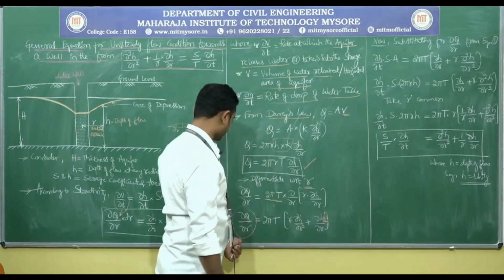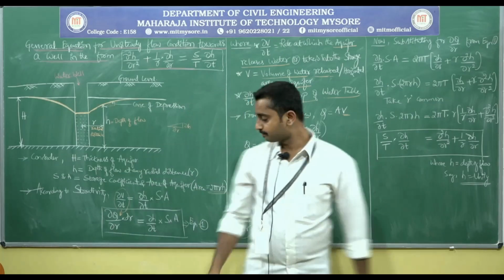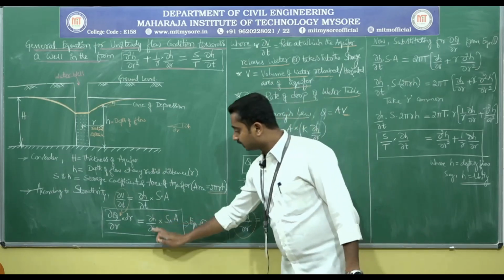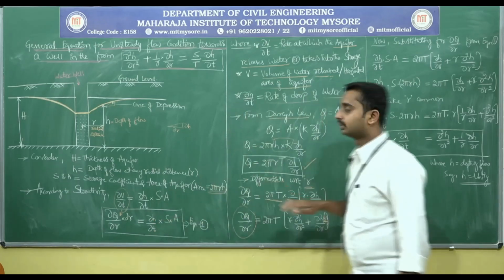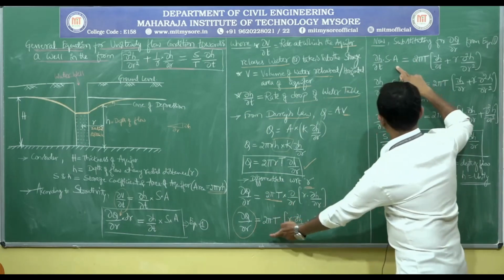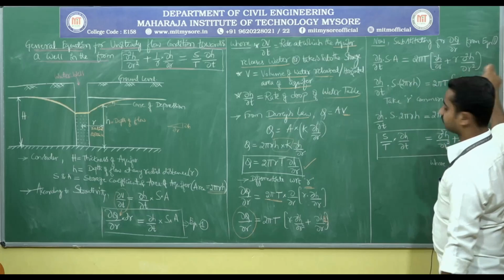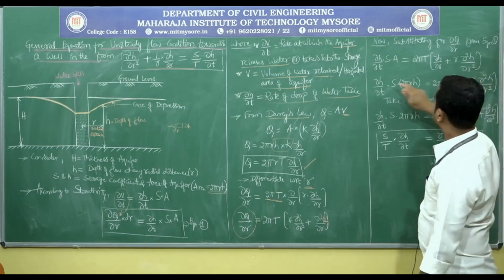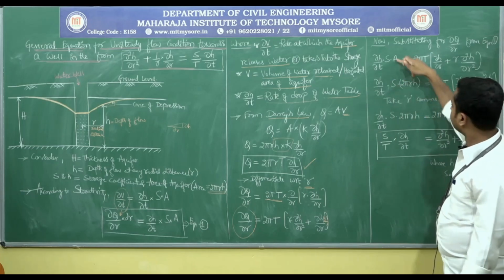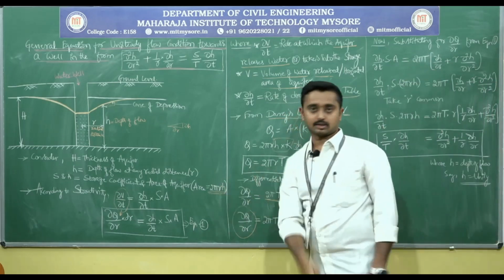Listen, ∂Q by ∂R is nothing but ∂H by ∂T into S·A. So ∂H by ∂T into S·A equals 2πT as it is, and the rest of the thing as it is. Now ∂H by ∂T into storativity into area, we know the area is 2πRH.